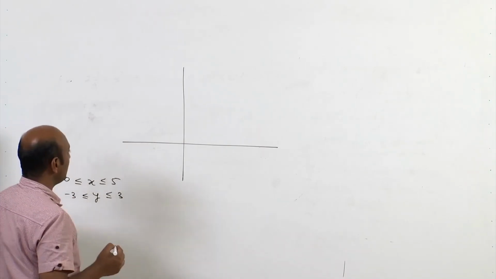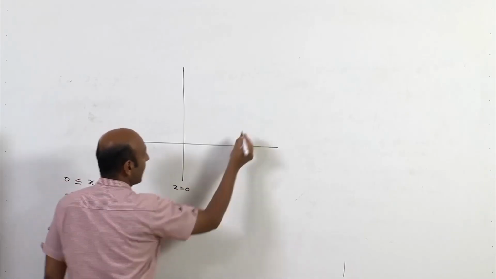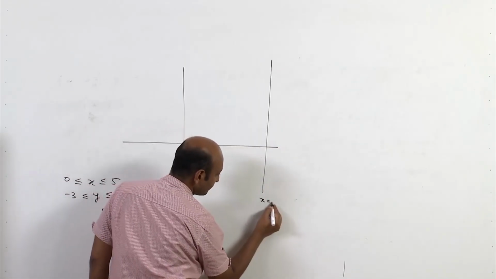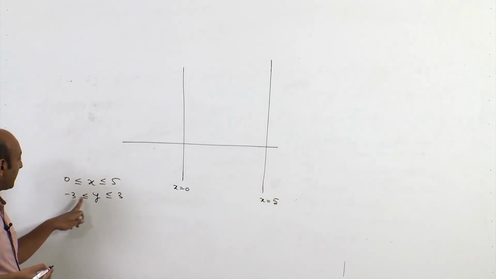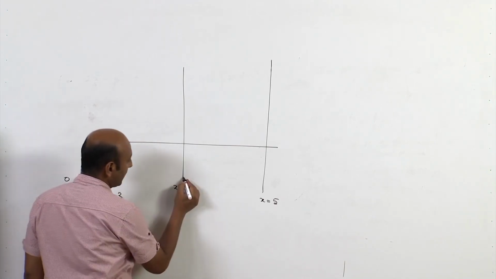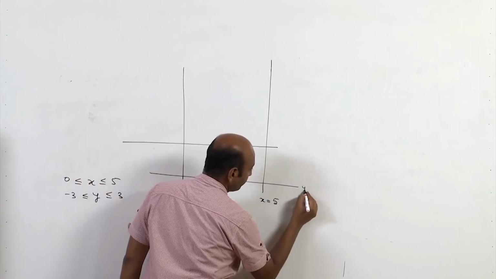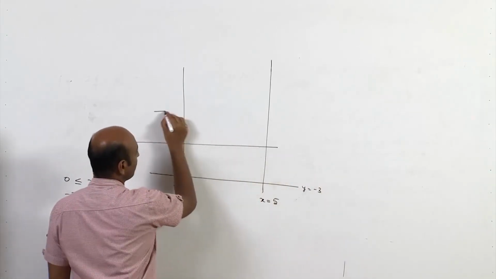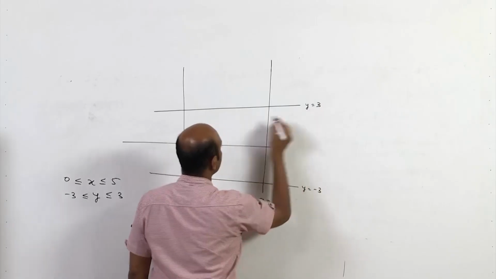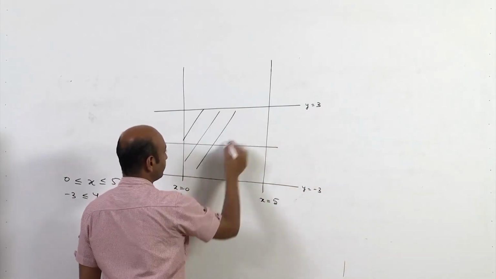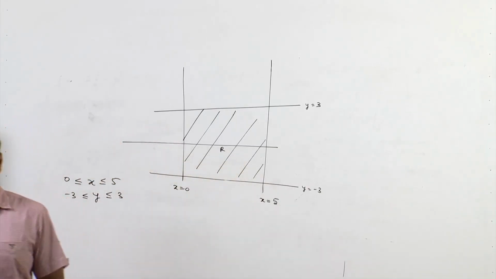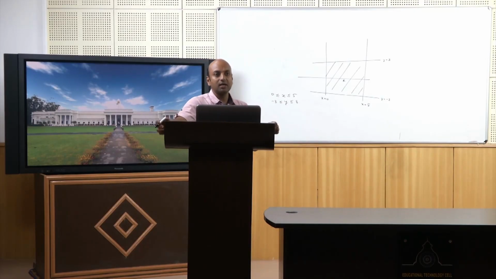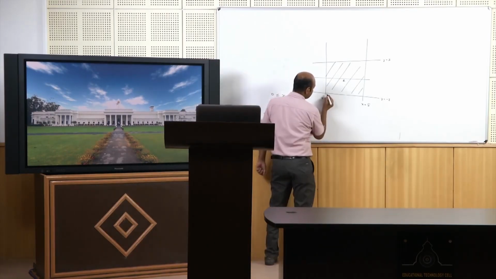So, x is lying between 0 and 5, this is x equal to 0 and this is somewhat x equal to 5. y is greater than or equal to minus 3 and less than or equal to 3. So, suppose y equal to minus 3 is somewhat here, and y equal to 3 is somewhat here. So, this is the region R, okay, and we have to find out the absolute maximum and absolute minimum of the function on this rectangular plate. So, first we have these vertices.